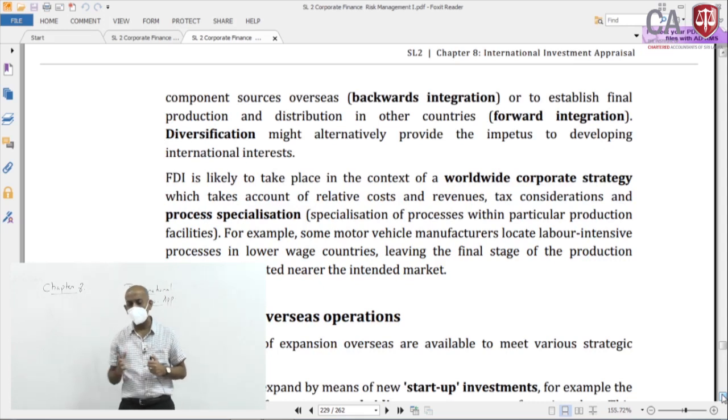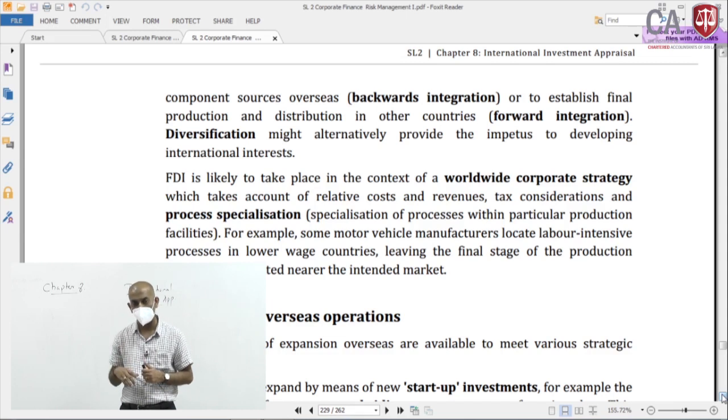Then you see that there are reasons why countries go for investment backward or forward. That is where you want to get your raw material supply, so you would like to put up a company in a nearby region. Say you want to put up a factory in Bangladesh. You might do some production and send your raw material to Sri Lanka to make finished goods here. So it can be one way of integration, right?